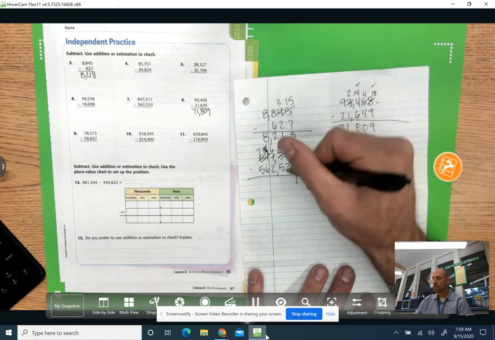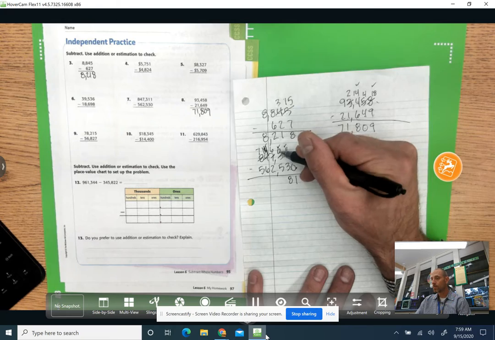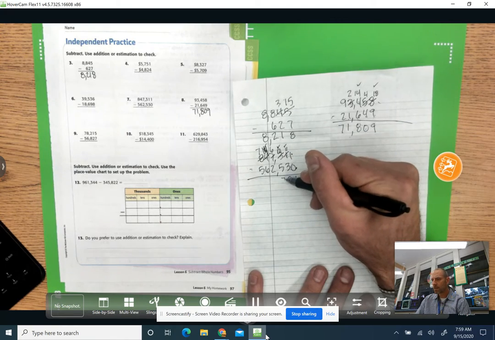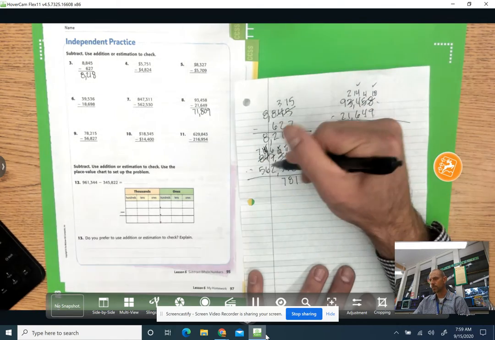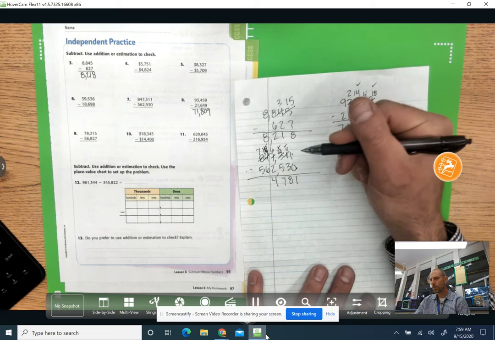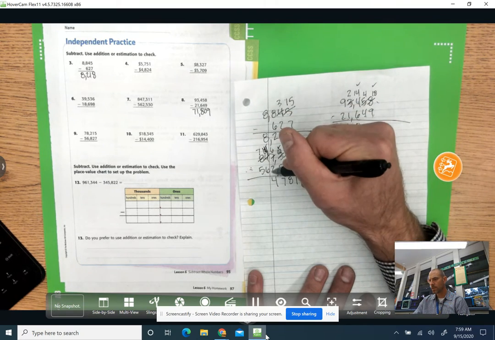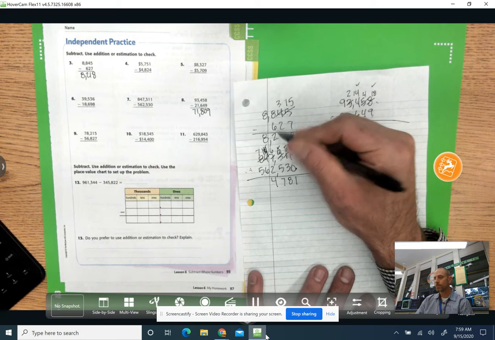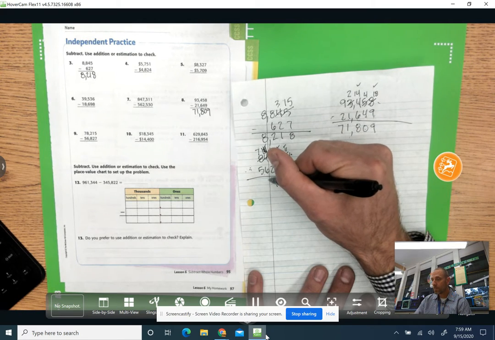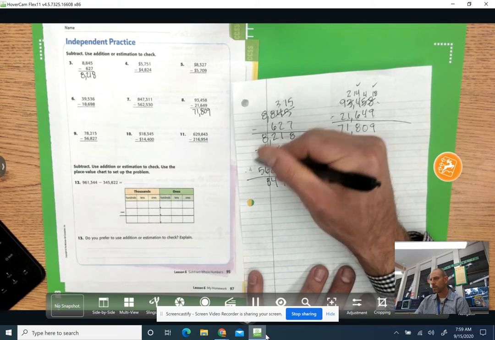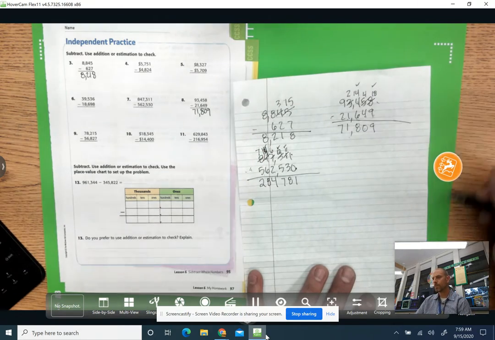11 minus 3 gets me to 8. 12 minus 5 gets me to 7. 6 minus 2 to 4. 14 minus 6 gets me to 8. And 7 minus 5 is 2.